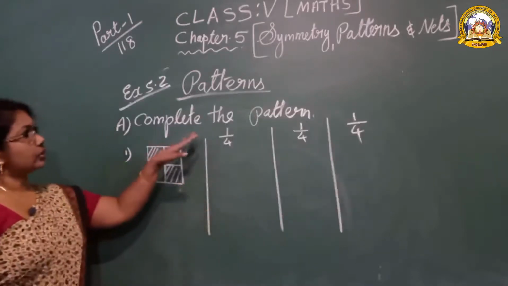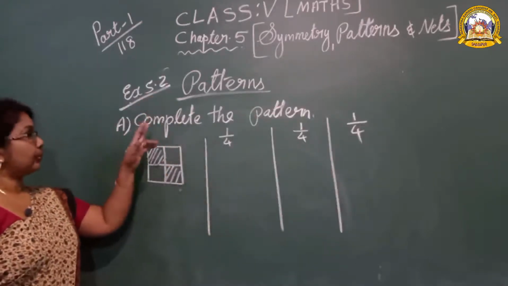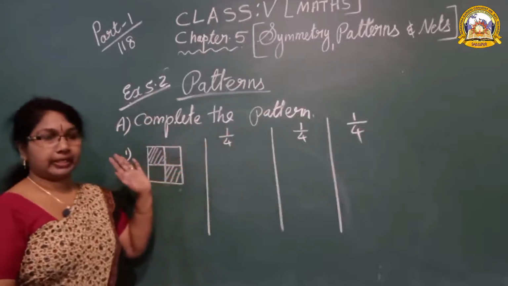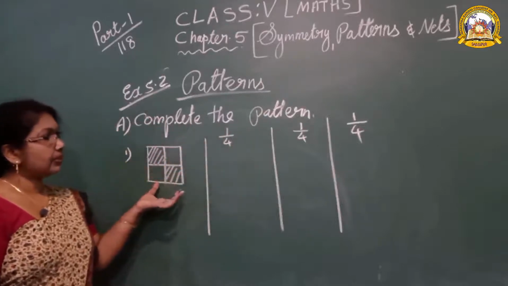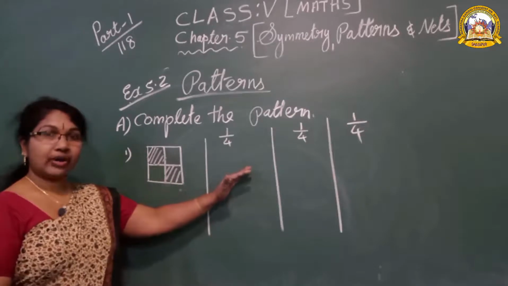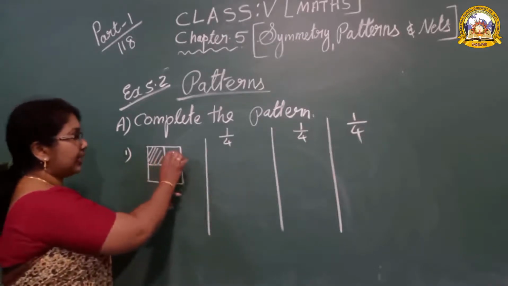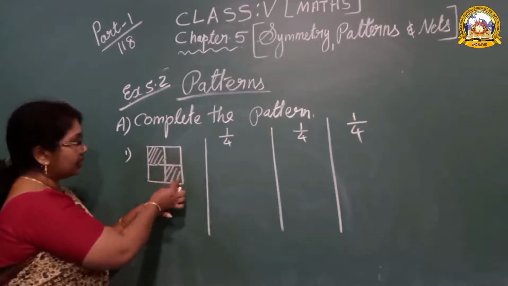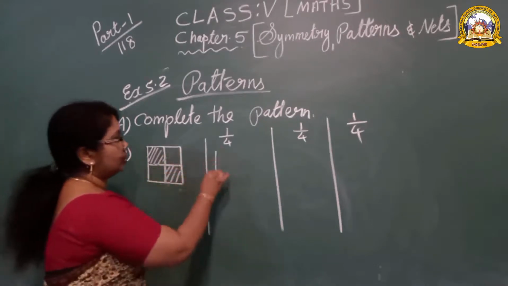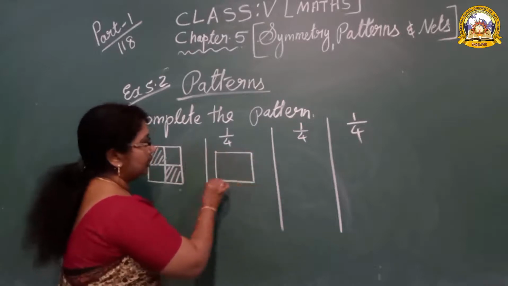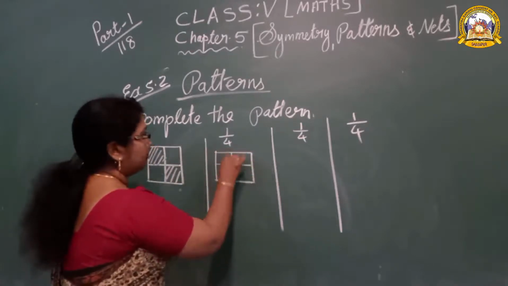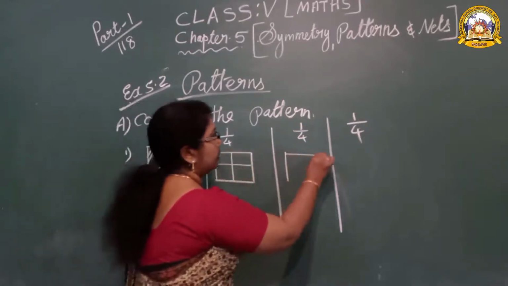Yes, now look, students, exercise 5.2, complete the pattern. Here this shape is given. First you have to do a 1/4 turn. 1/4 means quarter. So this plain figure will come here. This will move to here. How to show here? All the students look here. First you have to draw the shapes like that.